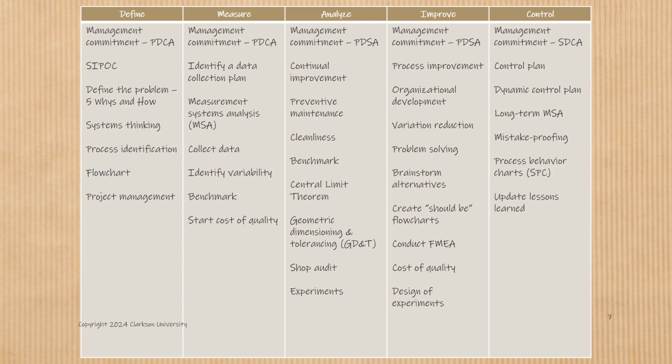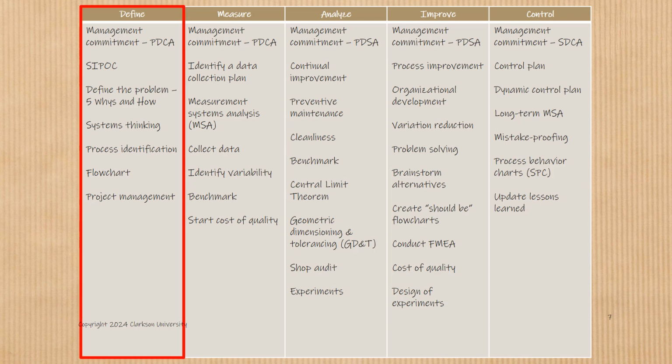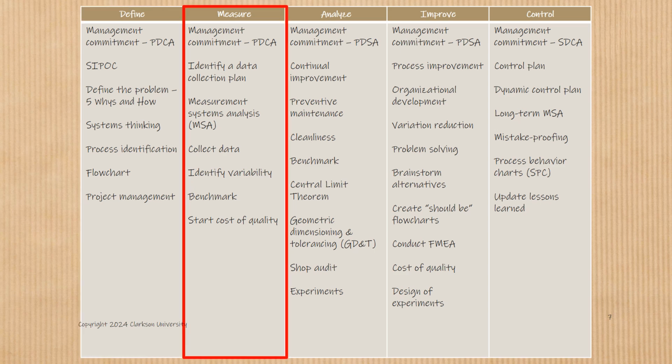Across the DMAIC phases, there are specific tools and activities applied at each stage. Tools used in the define phase, such as the SIPOC diagram and flowchart, are used to understand the current operating state of the process. In the measure phase, a data collection plan is identified and measurement system analysis is performed to ensure the data source is reliable.